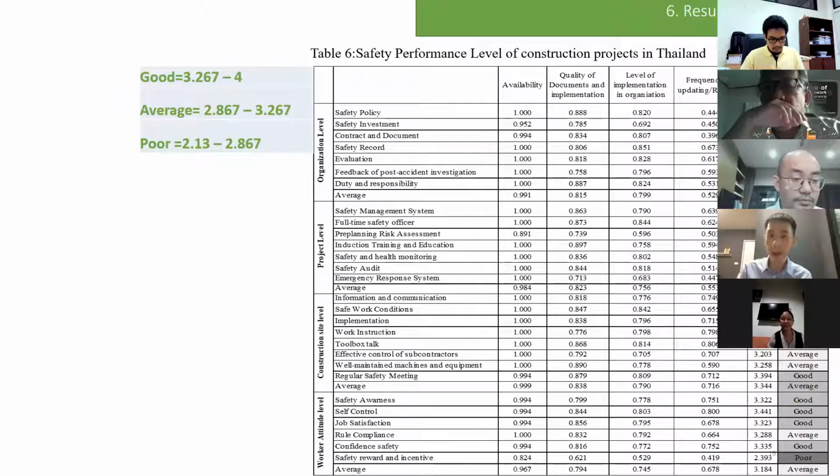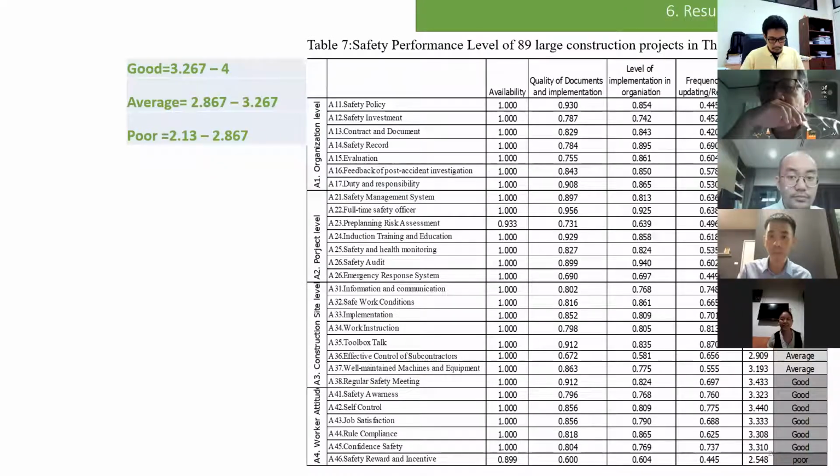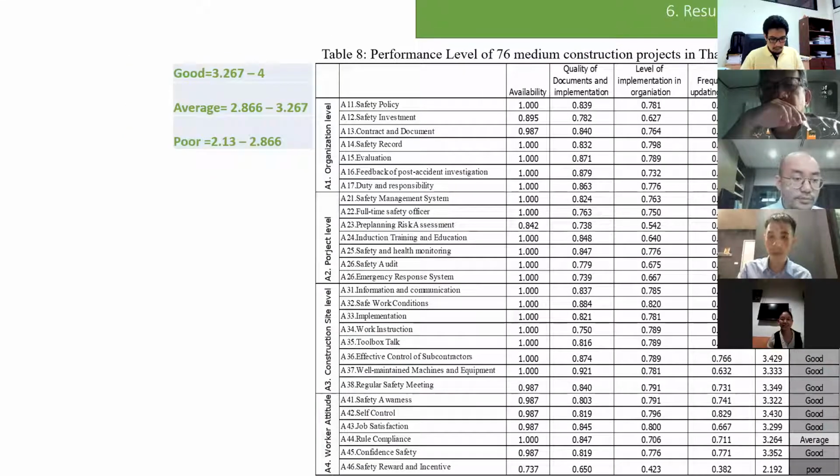And continue to the median project. In the median project, at the organization level, we can see that the safety investment is only 2.7, which is a poor level of performance. Also at the project level, the preventing risk, the safety audit, and the emergency safety response system are also at a poor level. Another poor level that we need to be concerned about is at the worker attitude level, which is the safety reward and incentive.